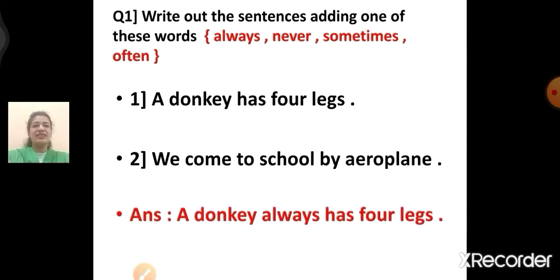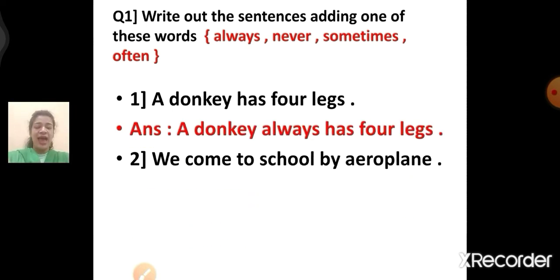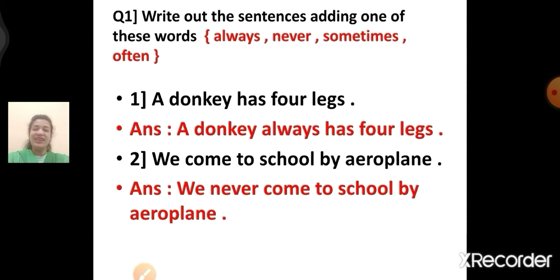Okay. Let's see the answer. A donkey always has 4 legs. Now see the second one. We come to school by aeroplane. Do you come to school by aeroplane? No. So we never come to school by aeroplane.